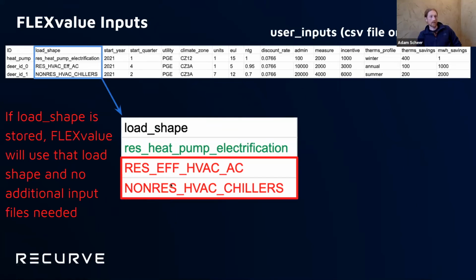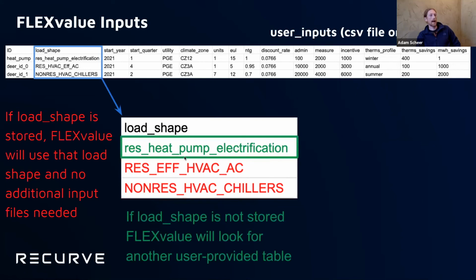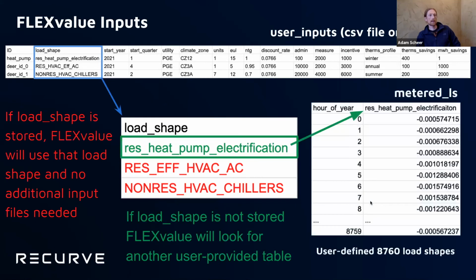Similarly, the HVAC chillers on the non-res side, that's another example of a DEER load shape. But you may notice this res heat pump electrification. This is not a DEER load shape. It's not something that FLEXvalue is going to recognize as a pre-stored load shape. So if you have a load shape that doesn't match what's already in the database, then FLEXvalue is going to expect that you're uploading a second file.